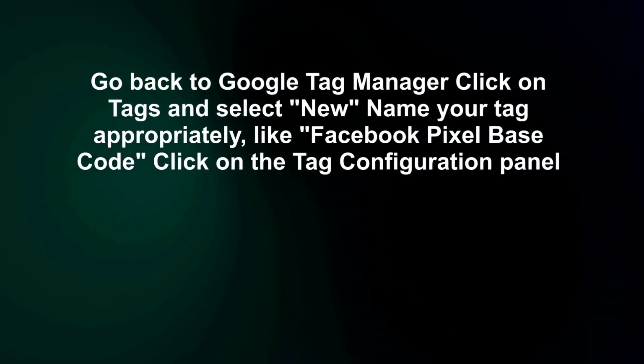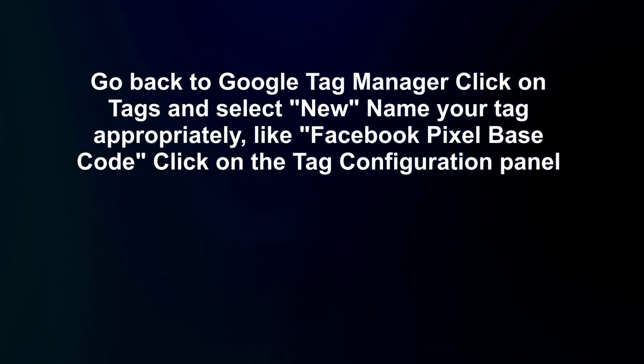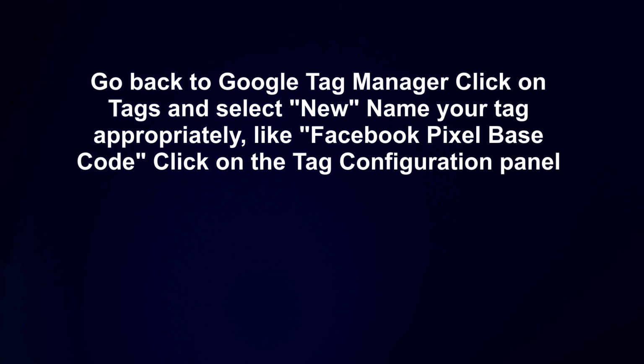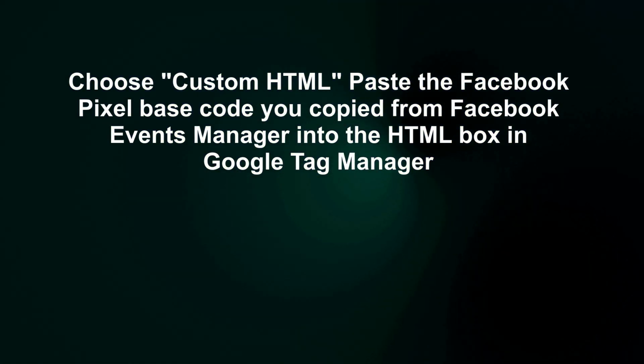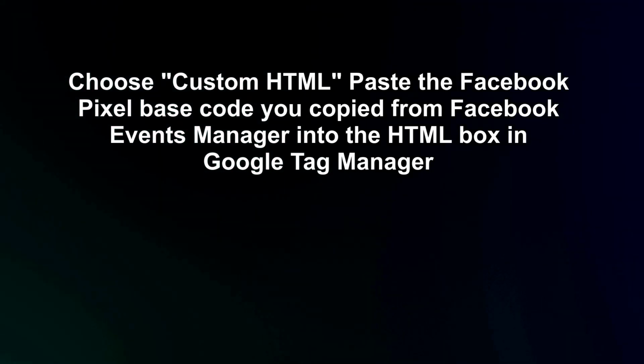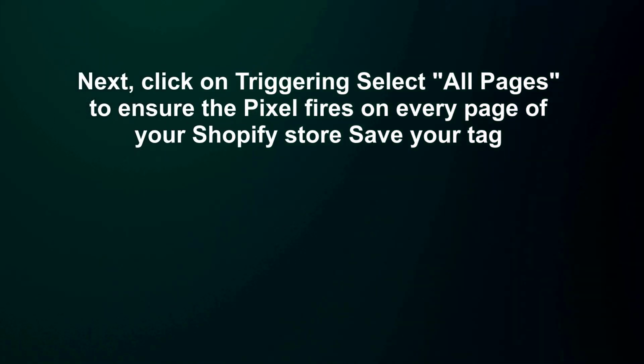Go back to Google Tag Manager, click on Tags and select New. Name your tag appropriately, like Facebook Pixel base code. Click on the Tag Configuration panel. Choose Custom HTML. Paste the Facebook Pixel base code you copied from Facebook Events Manager into the HTML box in Google Tag Manager. Next, click on Triggering.